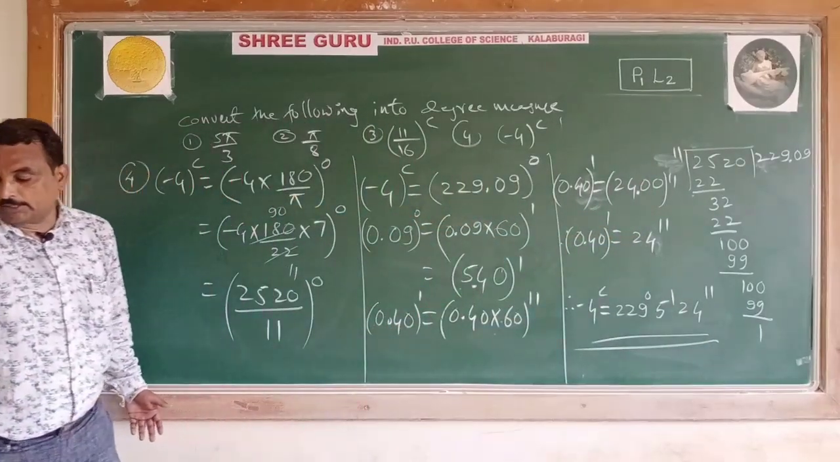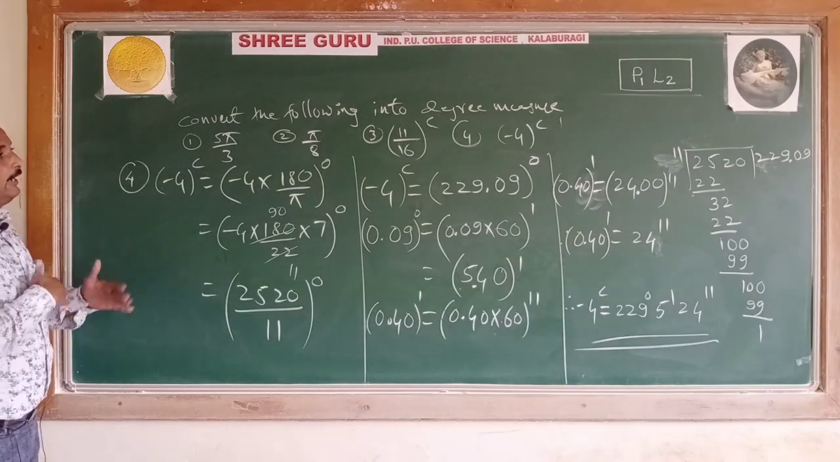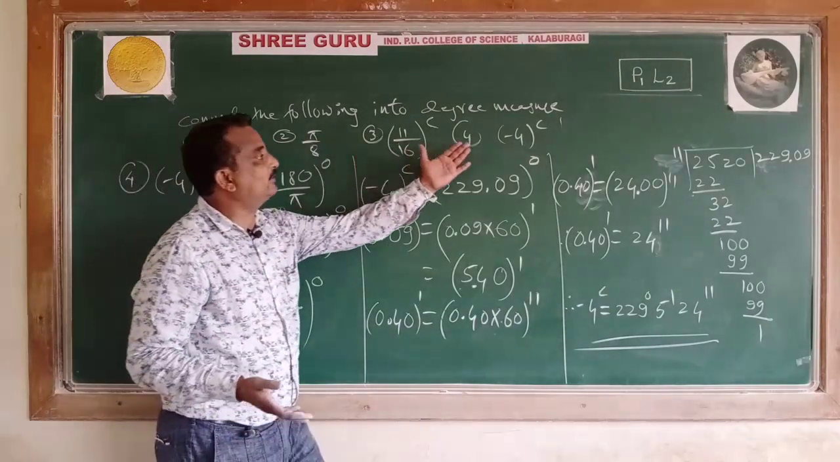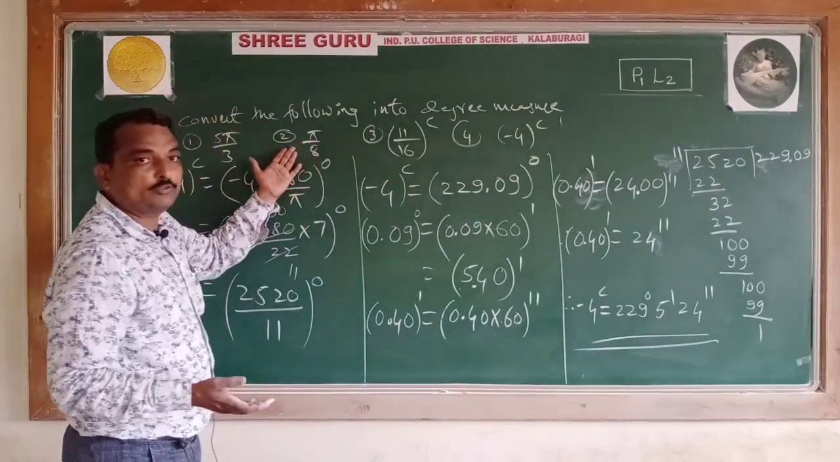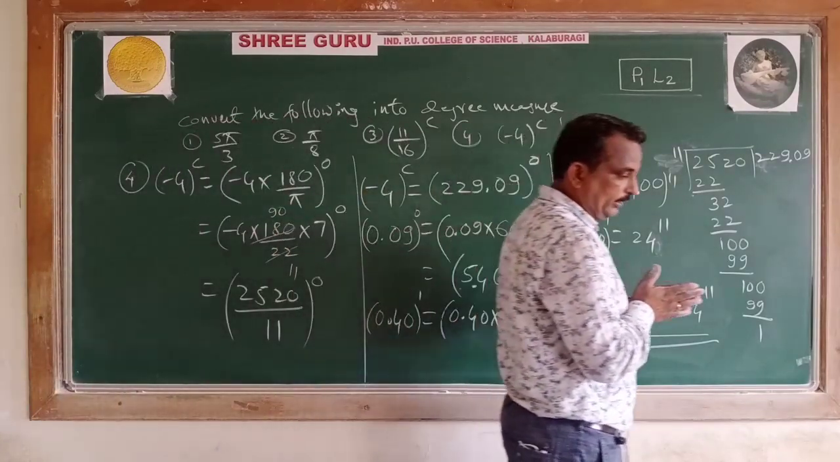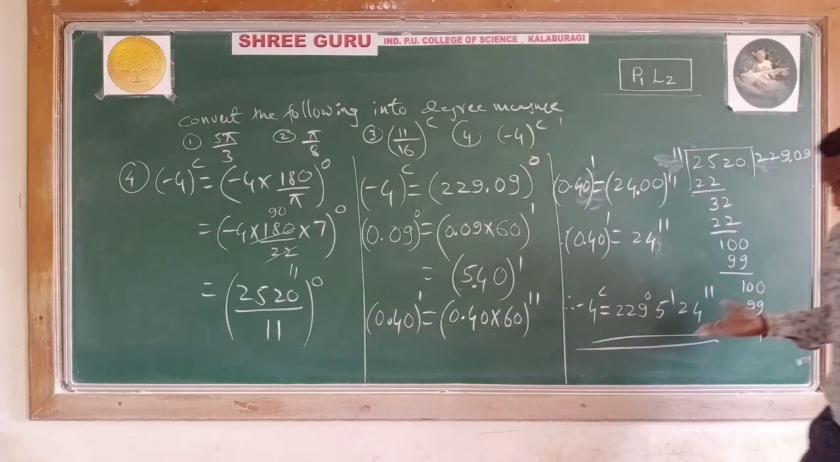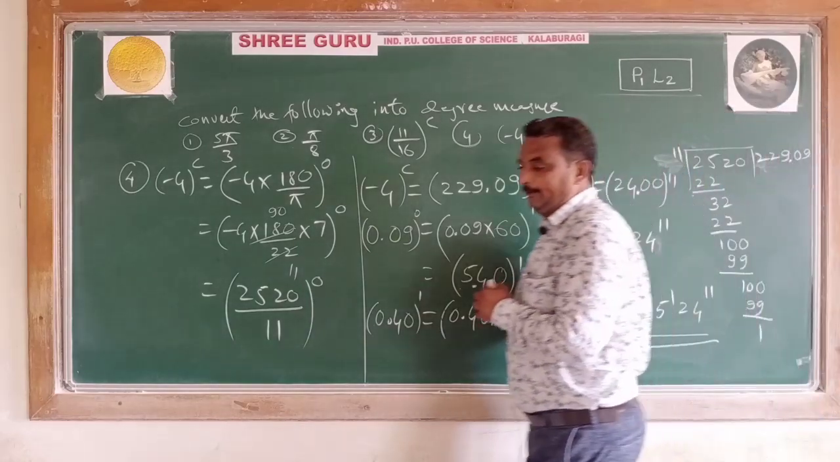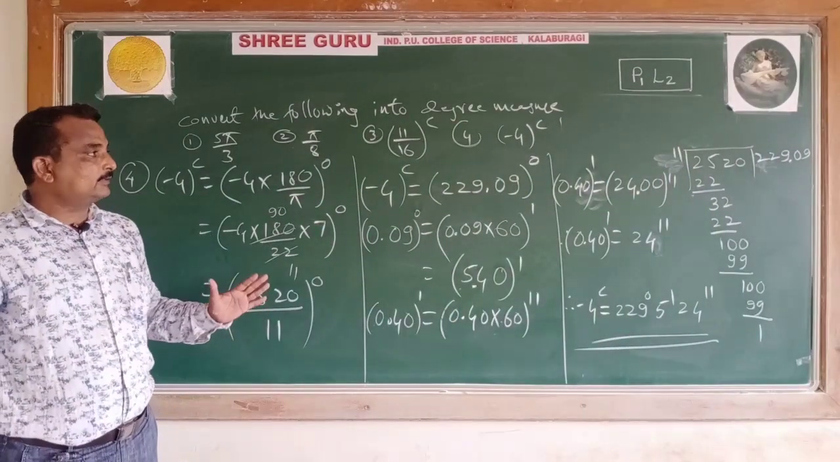Very simple way you are converting radian to degree, such fractional angles. These two are the fractions. This one also you have calculated in terms of fractions. Like that you have to convert, students. Very simple type of conversion of radian to degree and degree to radian.